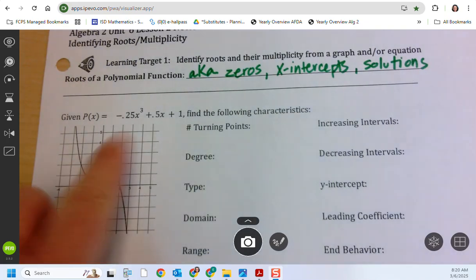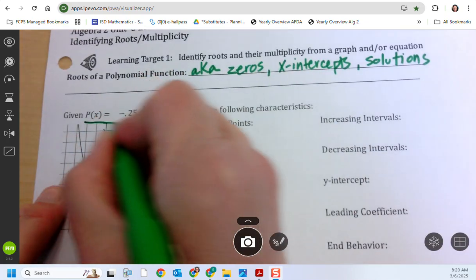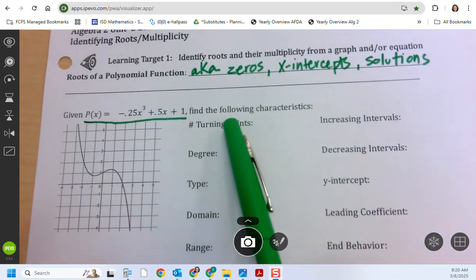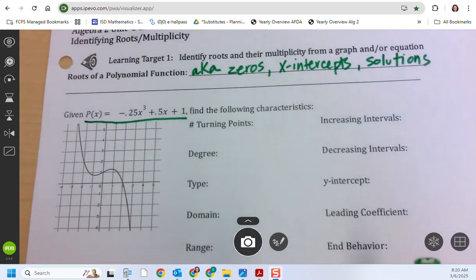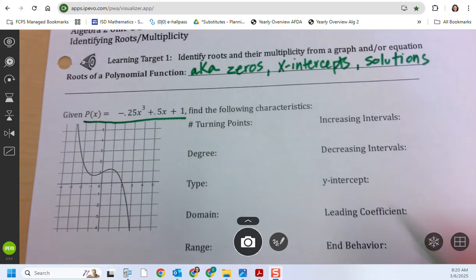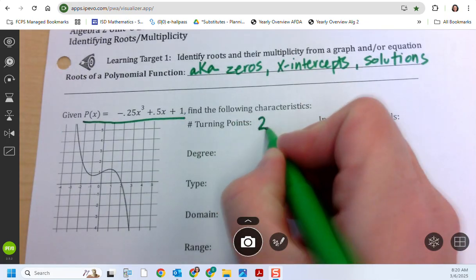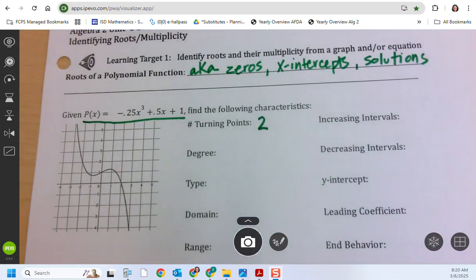All right, so here's my polynomial. This is the one I'm focusing on. I want to know how many turning points. How many do I have? 2. Good. And then the degree is 1 more than the turning points. So what's the degree? 3.